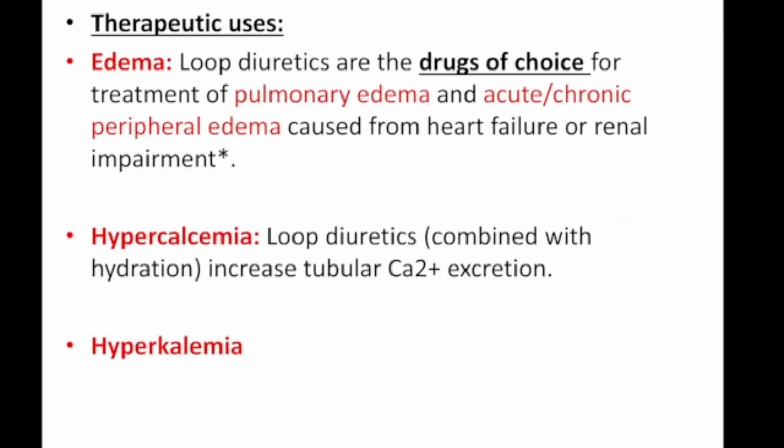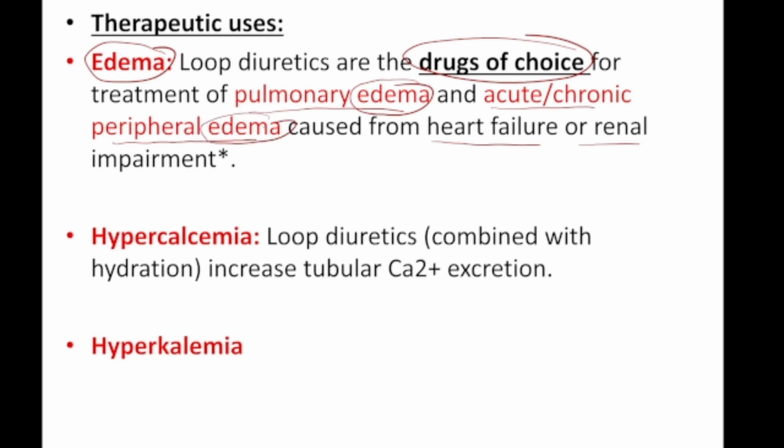Okay, therapeutic use. We use a loop diuretic for edema, and it is the drug of choice. This is bold and underlined, which means it is a very important topic. Patients who suffer from peripheral edema, we prescribe loop diuretic. Pulmonary edema, loop diuretic. Acute or chronic peripheral edema, loop diuretic. Edema could be due to heart failure, renal failure, or hepatic failure or hepatic impairment. This is number one.